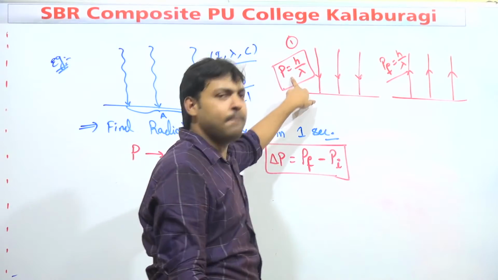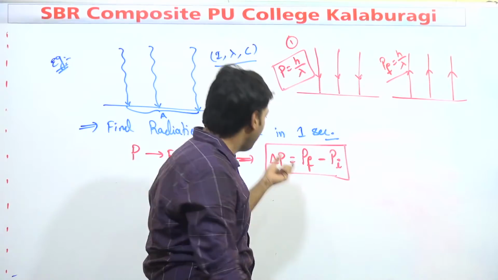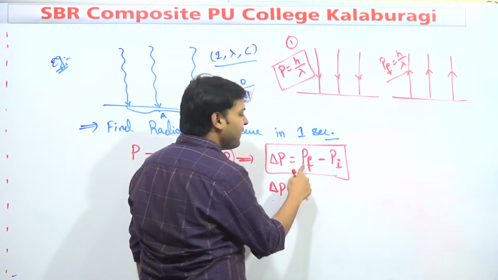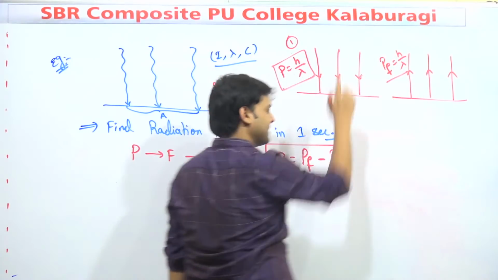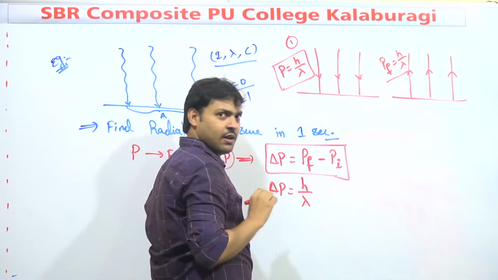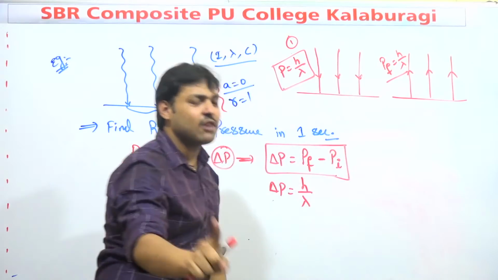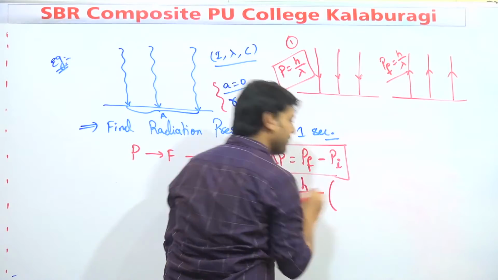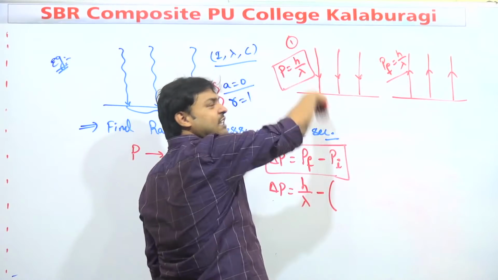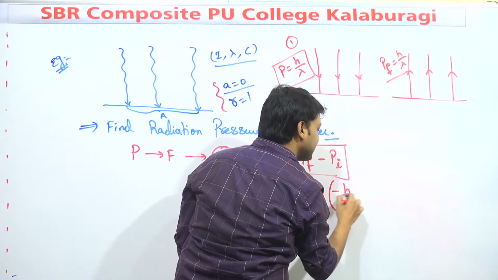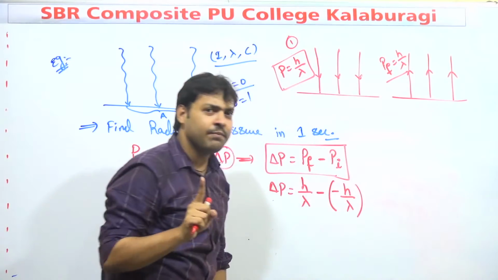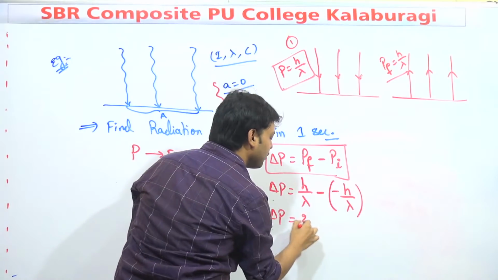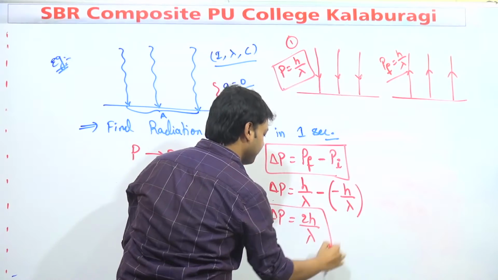So initial momentum, final momentum. Now what we want? Change in momentum. So tell me what is change in momentum? Final is in positive axis. So h by lambda, positive axis, momentum is vector quantity, so positive value. Minus of initial momentum, negative axis. So h by lambda minus of minus h by lambda. Why minus came? Negative axis. So what is change in the momentum? Which is 2h upon lambda.